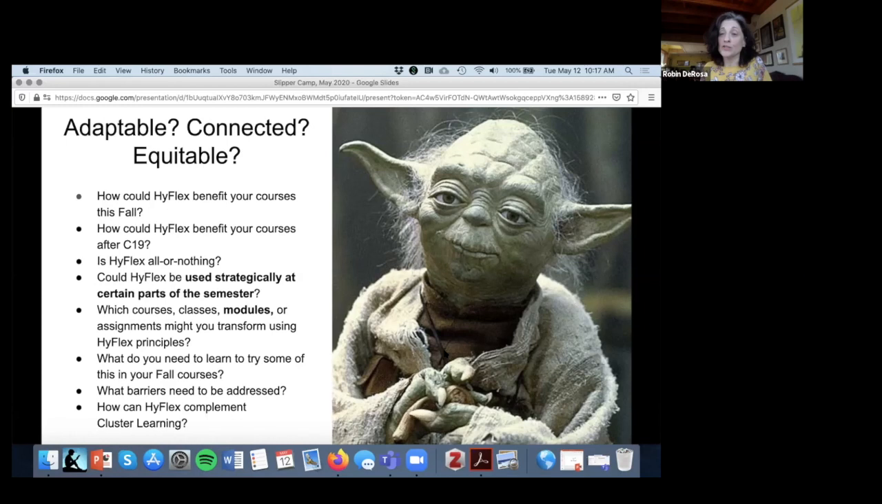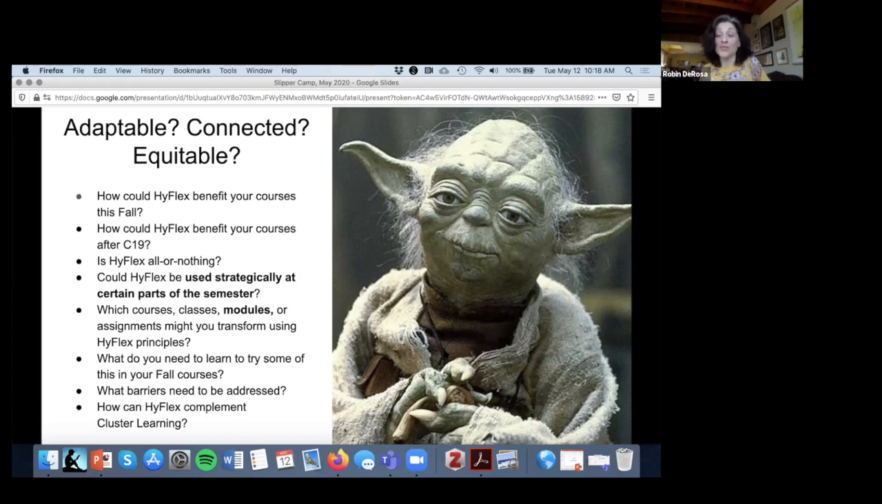What barriers do we need to address, both in your class and systemically, if we're going to do this, particularly in terms of technology access? And finally, as you think about cluster learning, interdisciplinarity, project-based learning, and open education, how can HyFlex complement this?